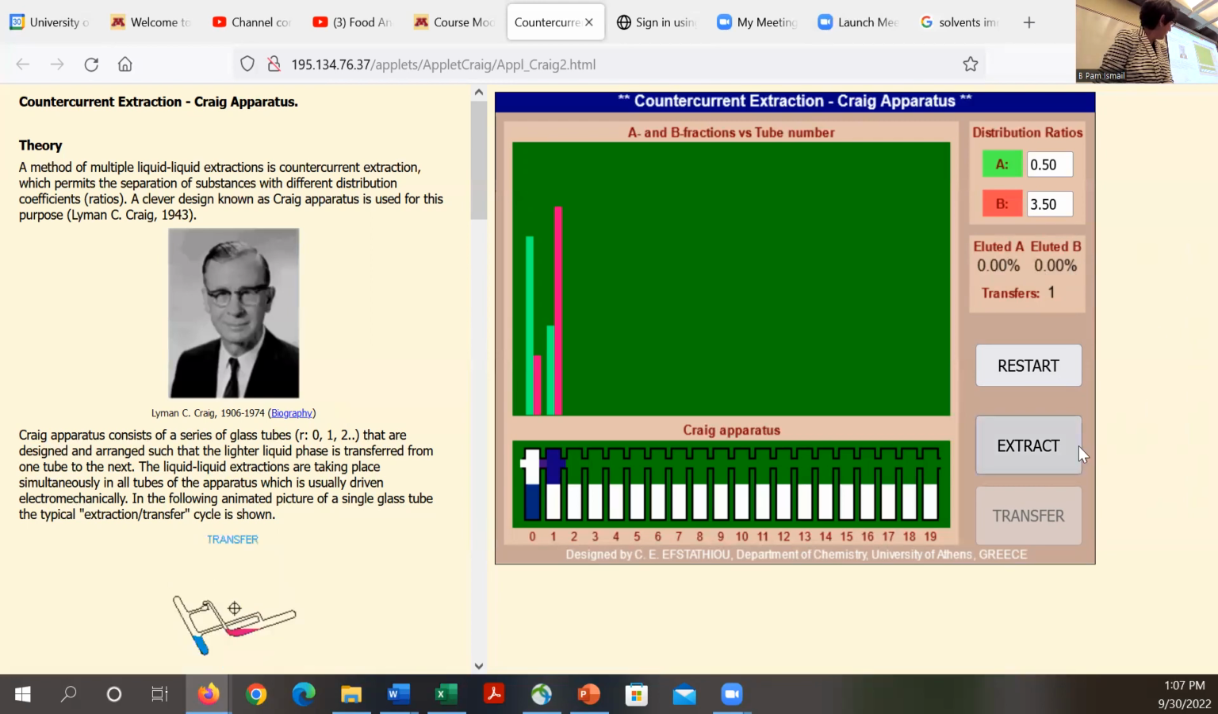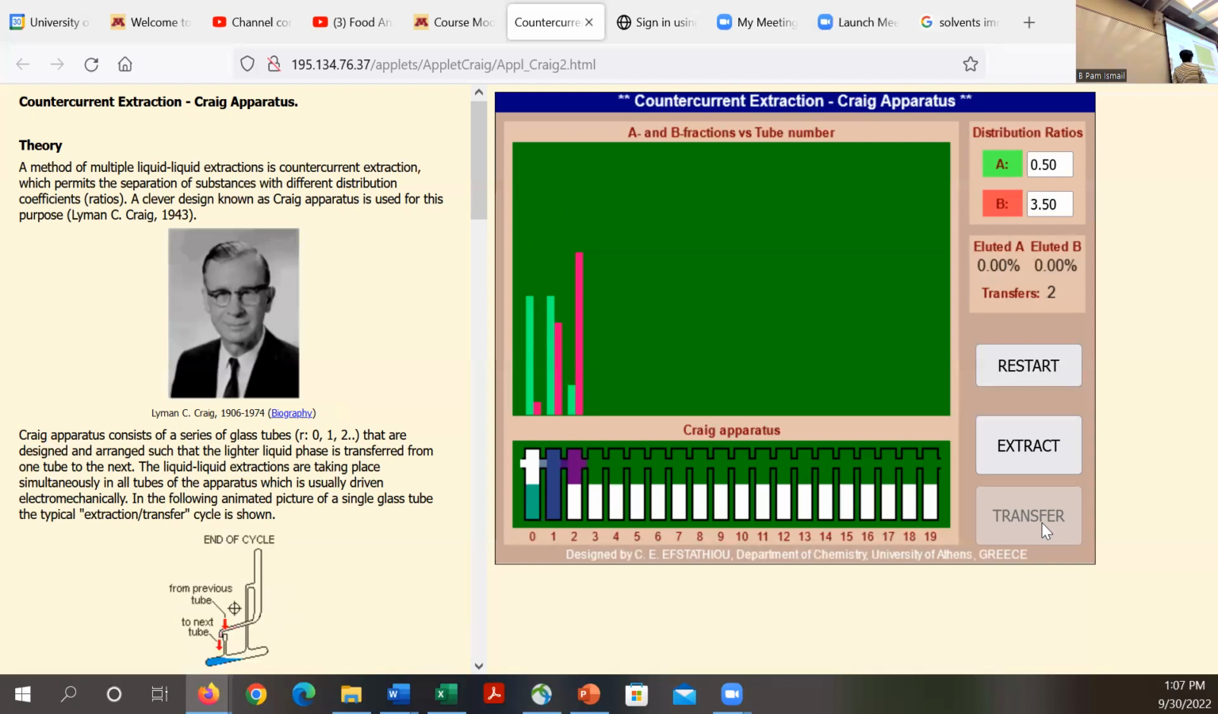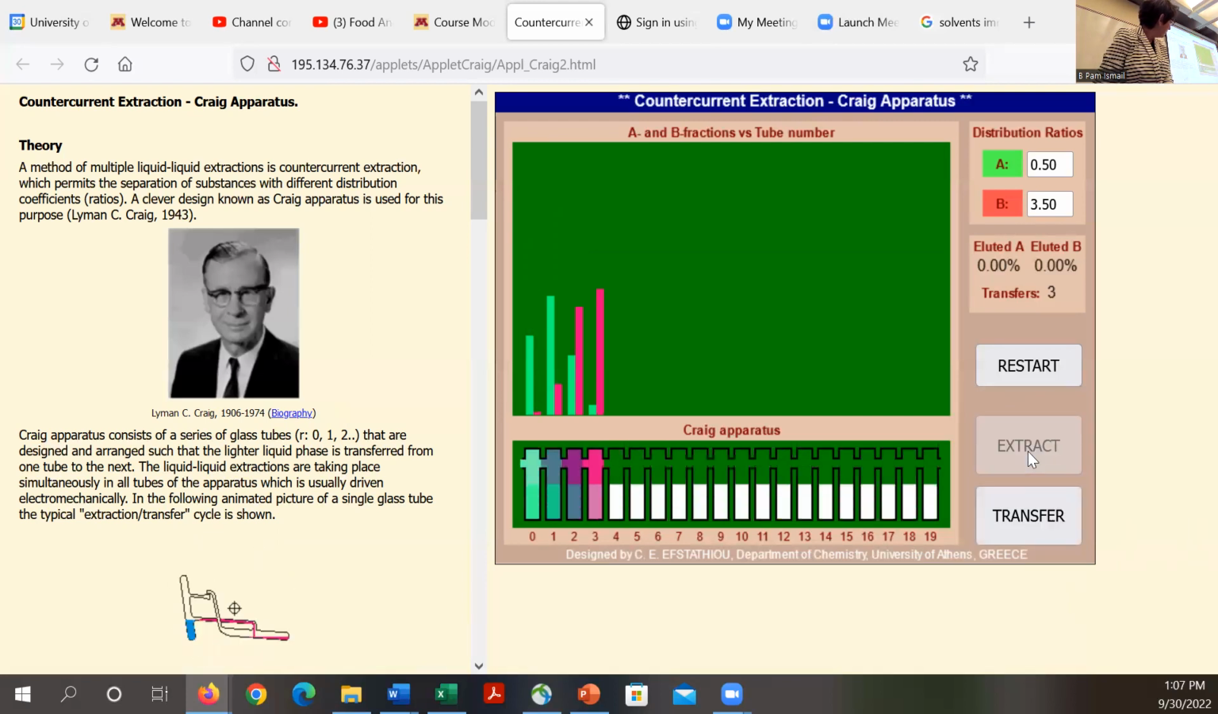Then I extract again and move to the next tube. And then we start seeing less and less green, so less here in comparison, more of the pink here. So B is this one. But they are still somewhat not separated. So I extract again and transfer. And I repeat. So the more tubes I have, the better is the separation. So the longer the column, if I'm doing column chromatography, the better is the separation.